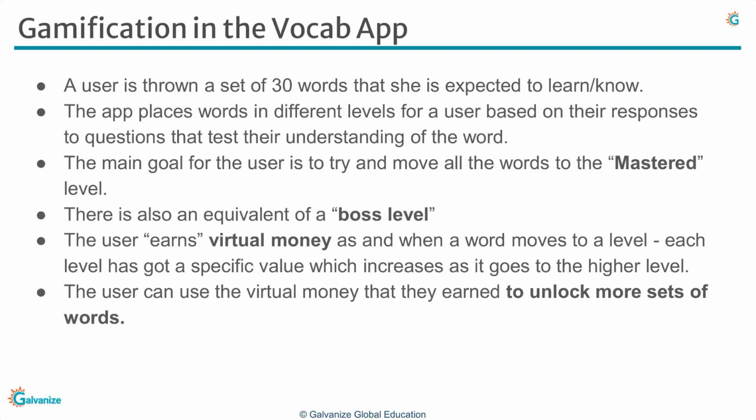There's also an equivalent of a boss level. We will give you some virtual money. Suppose you start with $100. As and when you start mastering the words, the virtual money keeps increasing. Suppose you have got $1,000 of virtual money. Of course, we will not give you real $1,000. That's virtual money. Only if you have gained those 1,000 points will the next set of words be unlocked for you. Till such time, you have to keep going back and looking at the words till you master those. That's one set of words.